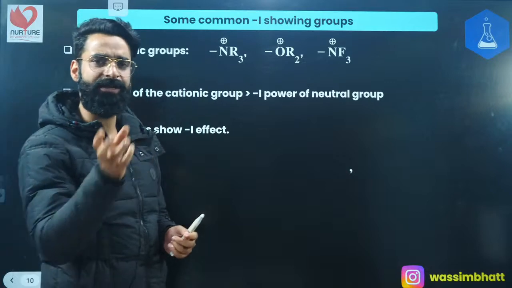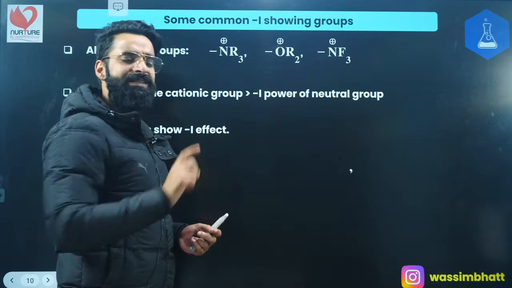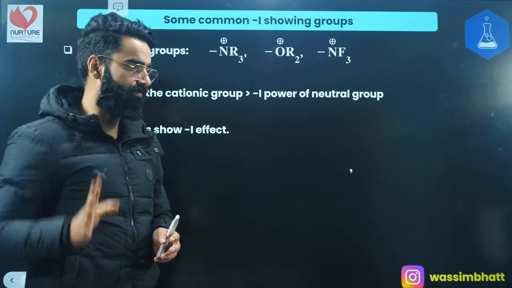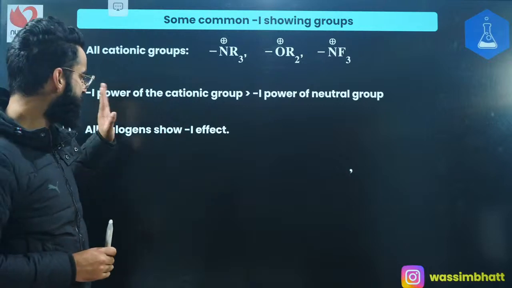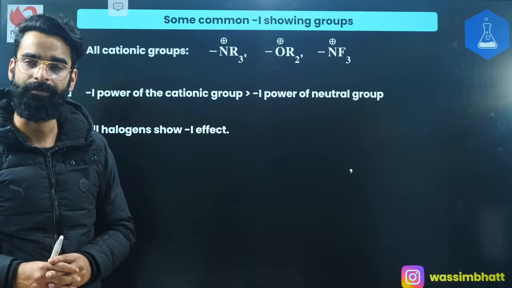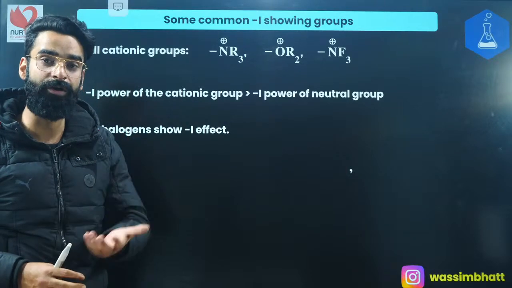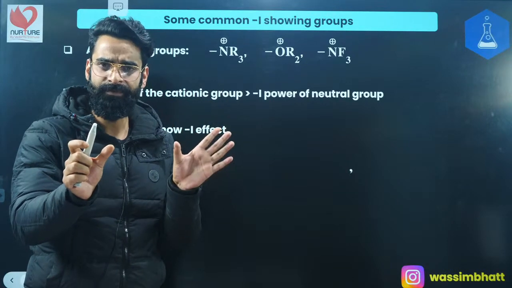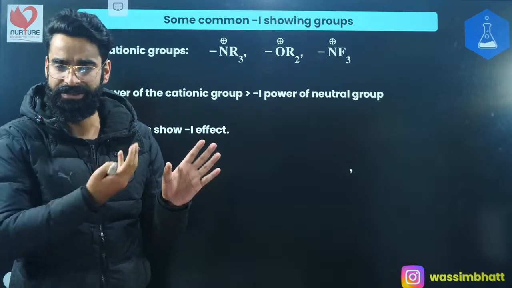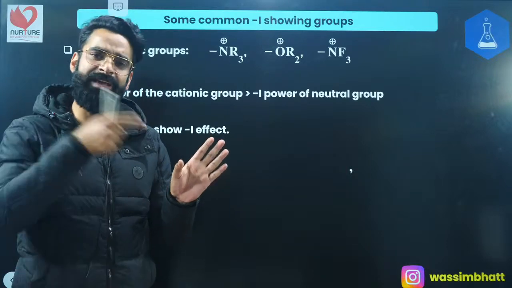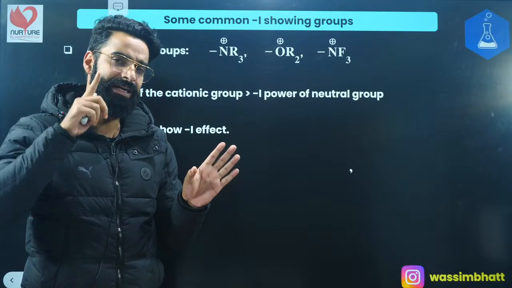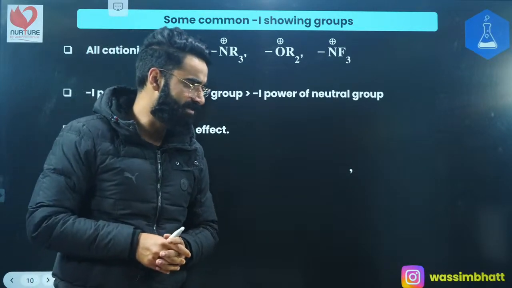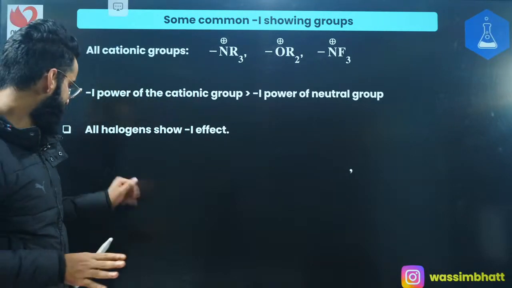So when the halogens are attached with the carbon chain, they decrease the sigma electron density in the carbon chain. So all the halogens show minus I effect. It's simple. Because the electronegativity of halogens is definitely greater than that of carbon. So when any halogen is attached with a carbon chain, the halogen is going to attract the sigma electron density towards itself, due to which the sigma electron density in the chain gets decreased, and any group which decreases the sigma electron density in the chain, we say that group shows minus I effect. I'm sure this will be clear to you.